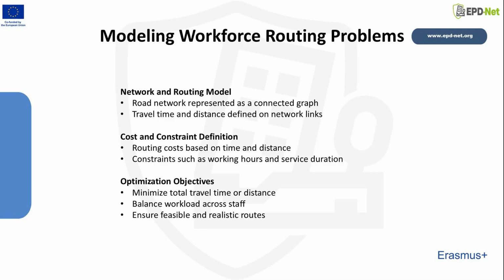Modeling workforce routing problems requires translating real-world field operations into a structured routing model. This process begins with representing the road network as a connected graph, where locations are linked through network paths with defined travel times and distances. Routing costs are then defined based on key performance measures such as travel time and distance. At the same time, operational constraints are incorporated into the model. These constraints may include working hours, service durations at visit locations, and availability of staff or resources.